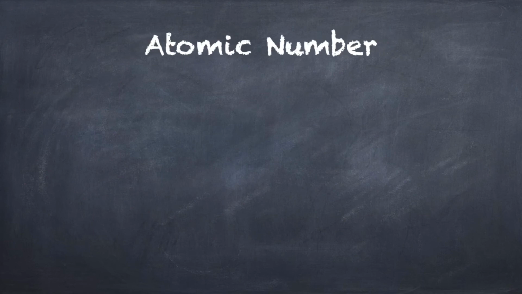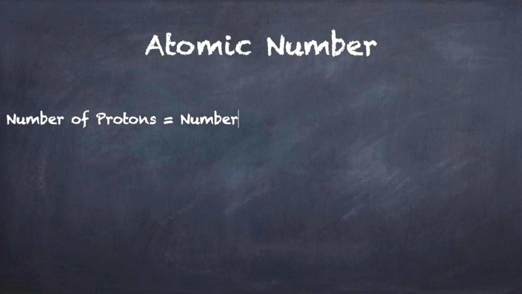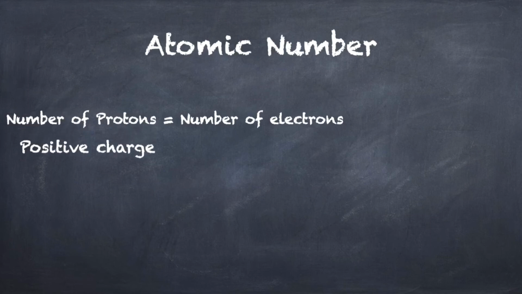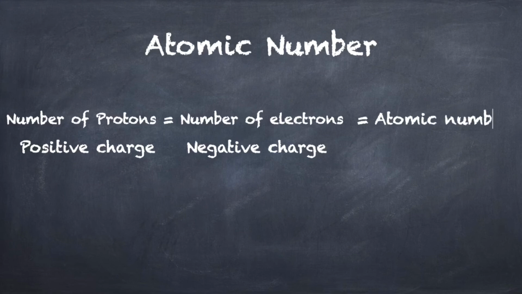Now we'll be studying atomic number. The number of protons determines the identity of an atom. The number of protons is always equal to the number of electrons in an uncharged atom, as the positive charge carried by protons is equal to the negative charge carried by the electrons, and this is known as its atomic number, which is represented by the letter Z. That means Z is equal to P, that is protons, which is equal to E, which is electrons.